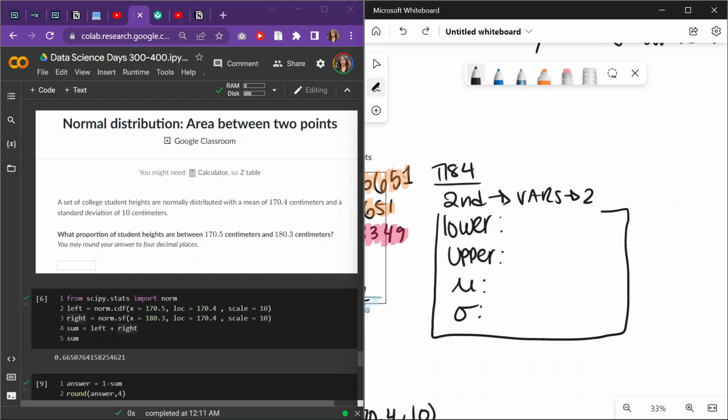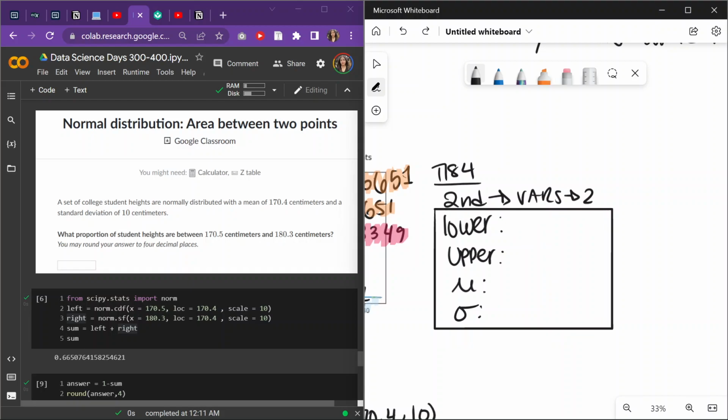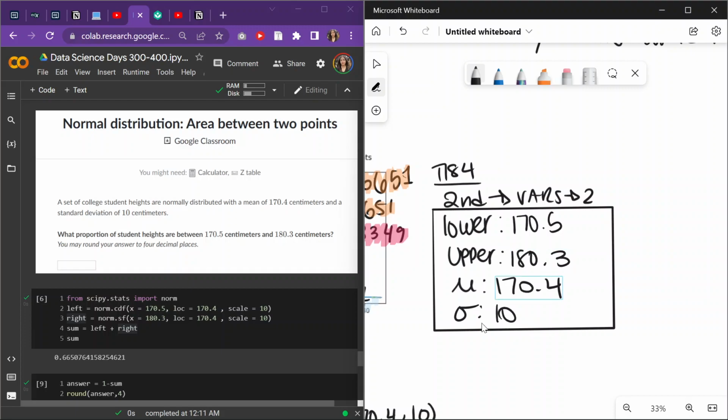Let me see if I could draw kind of like a box. That's a horrible box. Okay, this is gonna take a while. Okay, pretty. All right, and then you would just put in your values. So again, your lower would be 170.5, your upper would be 180.3, your mean 170.4, and then your standard deviation, which is the equivalent to the scale in Python, would be 10. Whoops, I made the box a little too small.